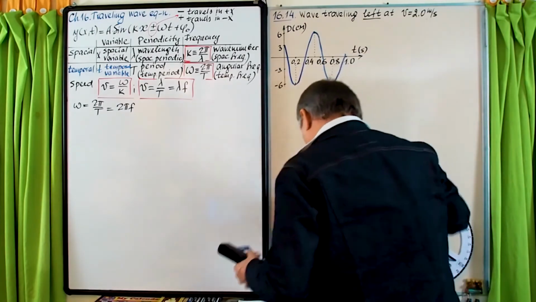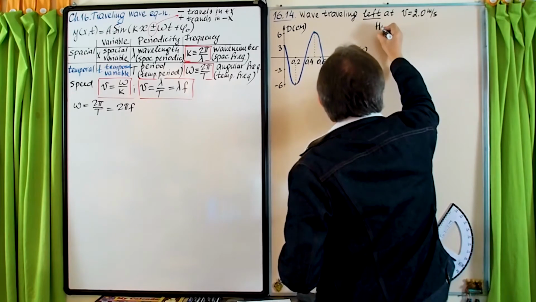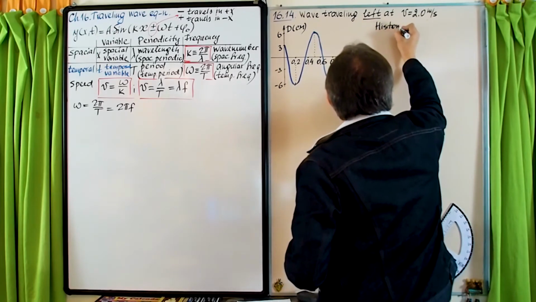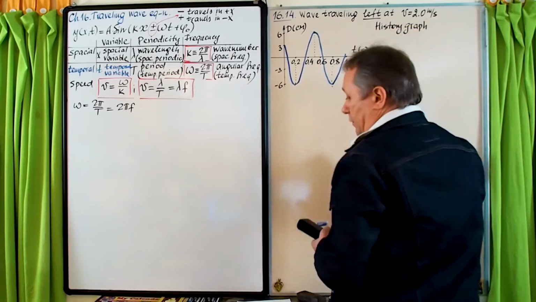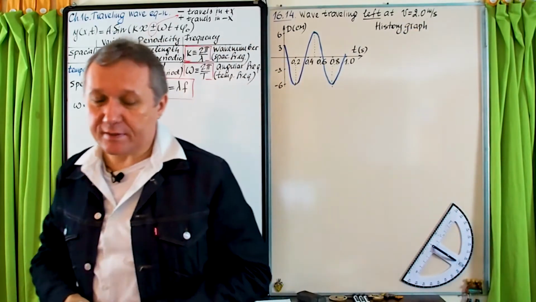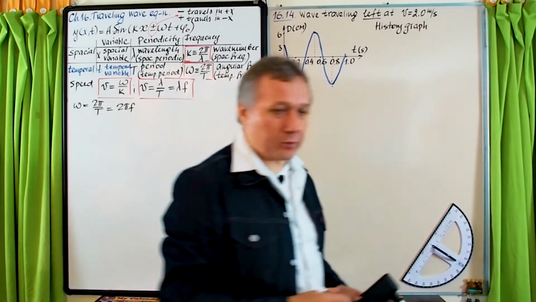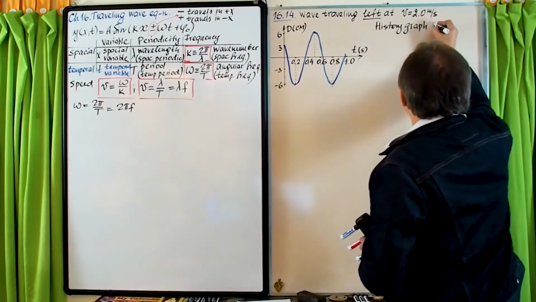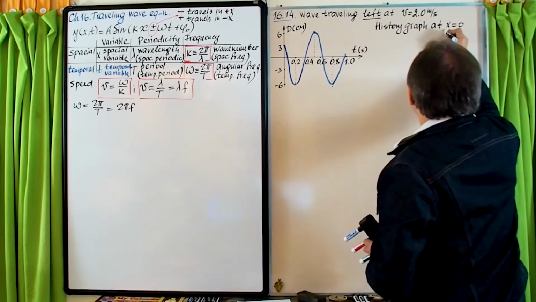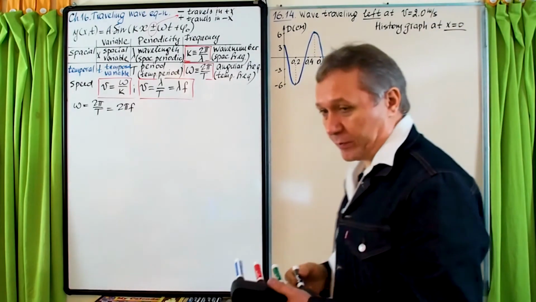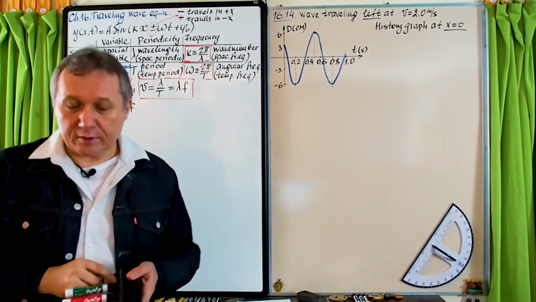So just a history graph. And of course, if you say it's a history graph, say at which point this was recorded. History graph at x equals 0. It's an important piece of information which we are going to use. Okay, so that's what is given in the problem.